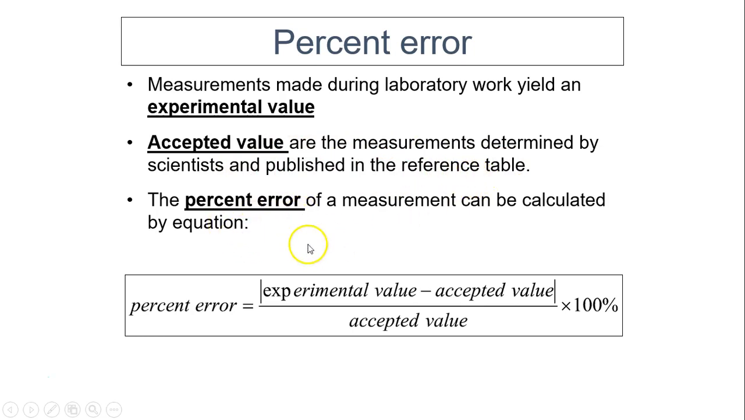Percent error is the difference between experimental value and accepted value. That's the absolute difference, so percent error cannot be a negative number. So the difference between experimental and accepted, divided by accepted, then times 100%.